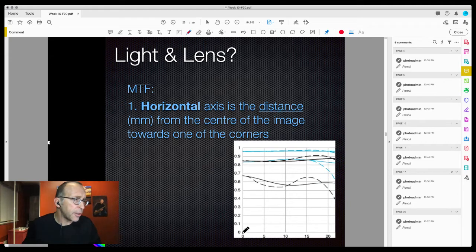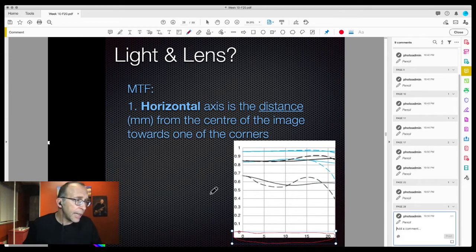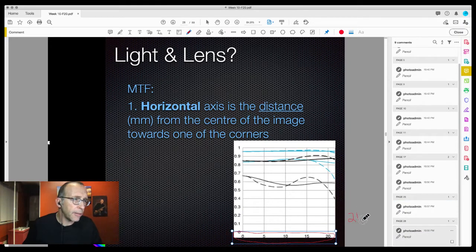So let's start with the numbers along the bottom. It goes from 0 to 20. In fact, it's probably better to think of that as about 21.5, and I'll explain why in a second. That would be right at the end here. The horizontal axis is the distance from the center of the image towards the corners. So what is that all about? What does this mean?